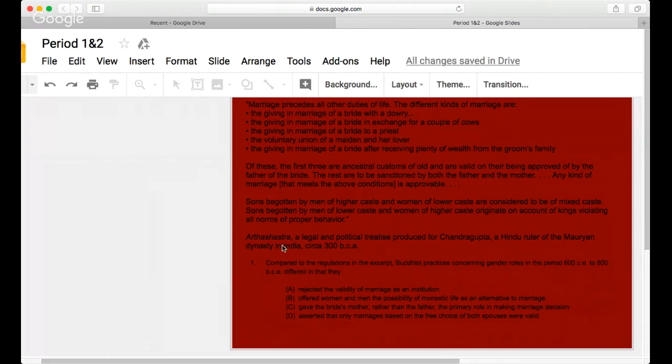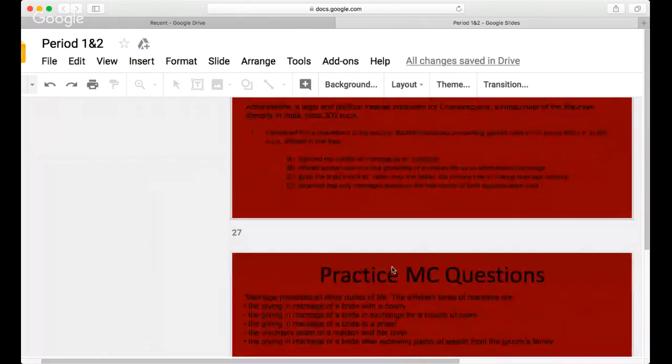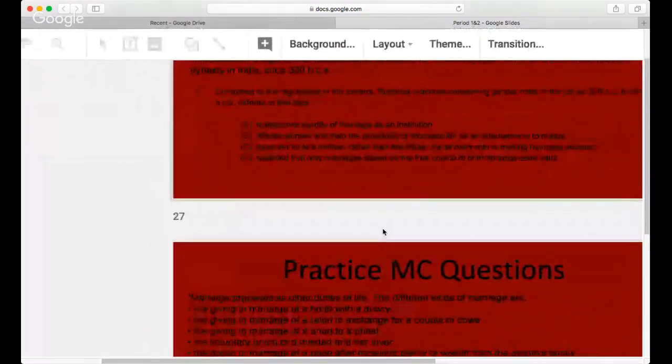Okay. And this is a legal code for Chandragupta, a Hindu ruler of the Mauryan dynasty. So I know Mauryan is period 2, that this is in India, and that they're Hindu. So how does this compare to Buddhist practices? I'm just going to zoom in on this so I can see it a little better.